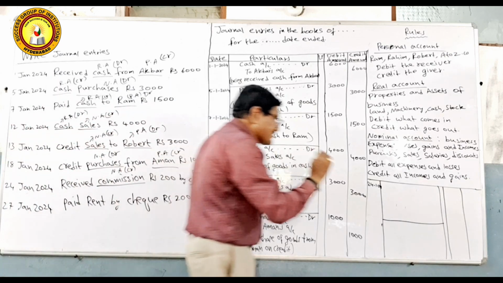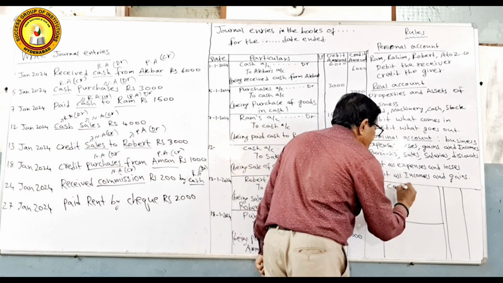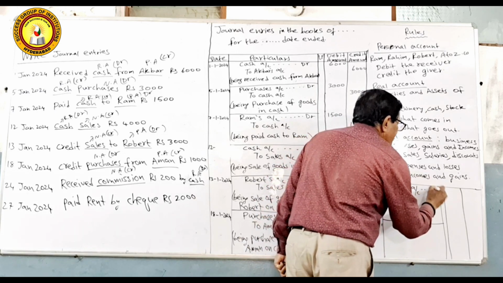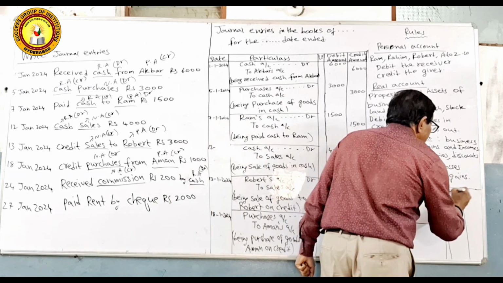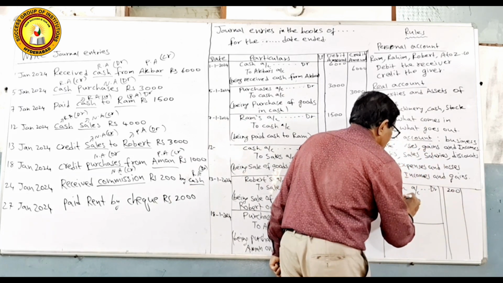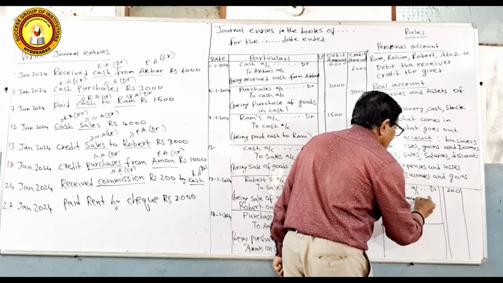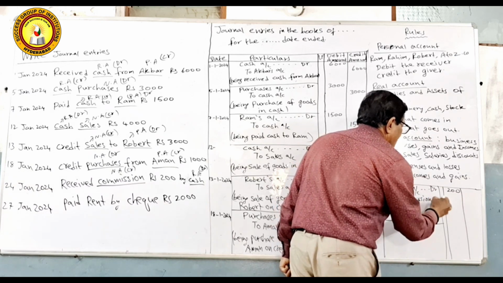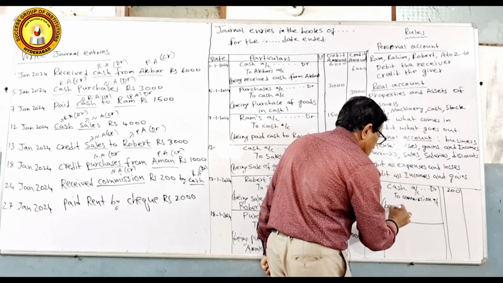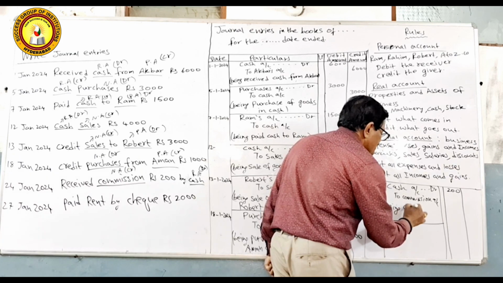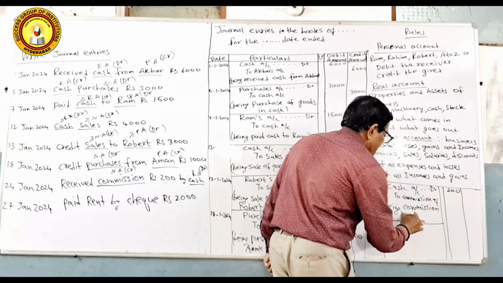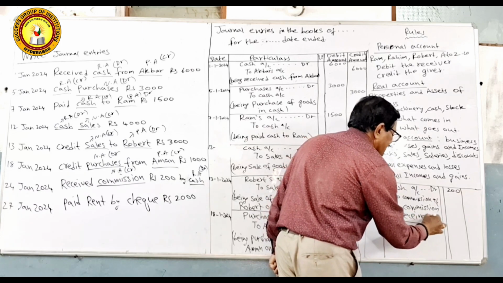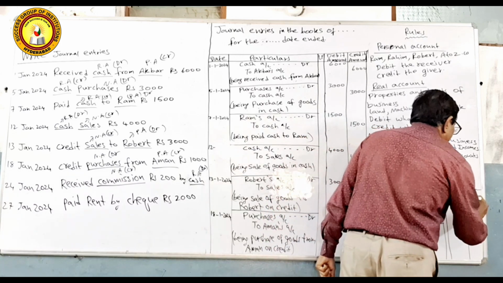Now the journal entry is cash account debit, the amount here is 200 rupees, to commission received account. The narration is: being commission received. That means we are receiving commission, so we are writing that. The entry in the credit is also 200.